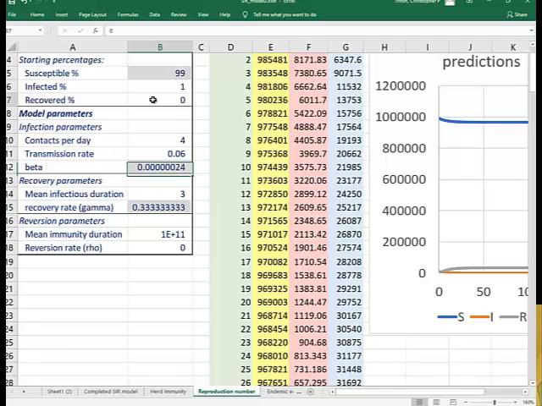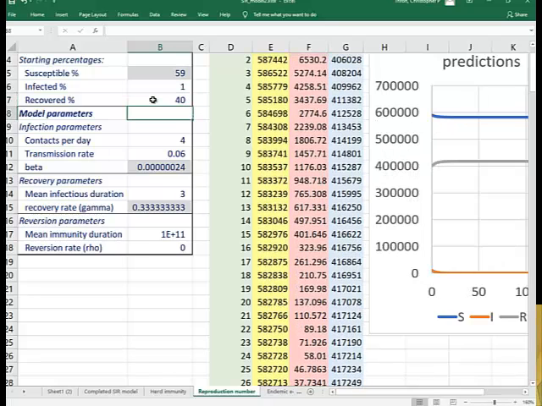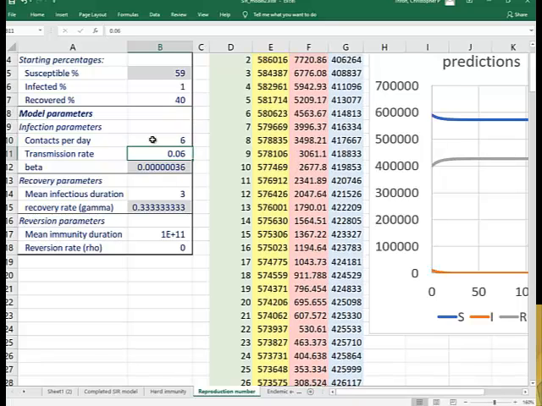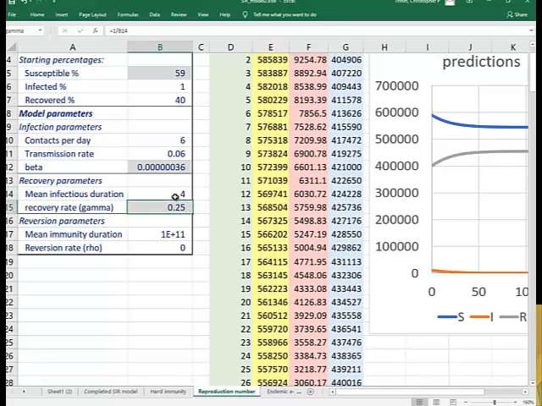If I already have some recovered here, then you can see I can increase my contacts per day. I still have reproduction number below 1. I can reduce my testing. I still have reproduction number below 1. Okay. So after the disease has gone for some time, I still can reduce my effective reproduction number to be below 1 by contacts and distancing.